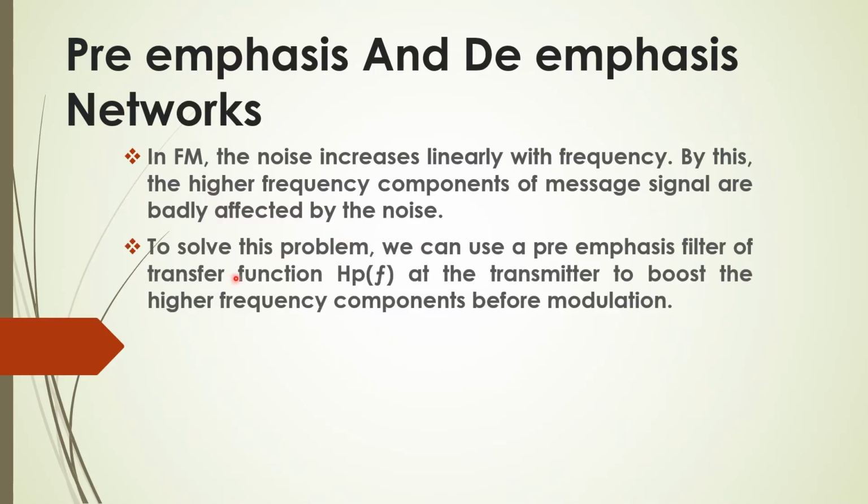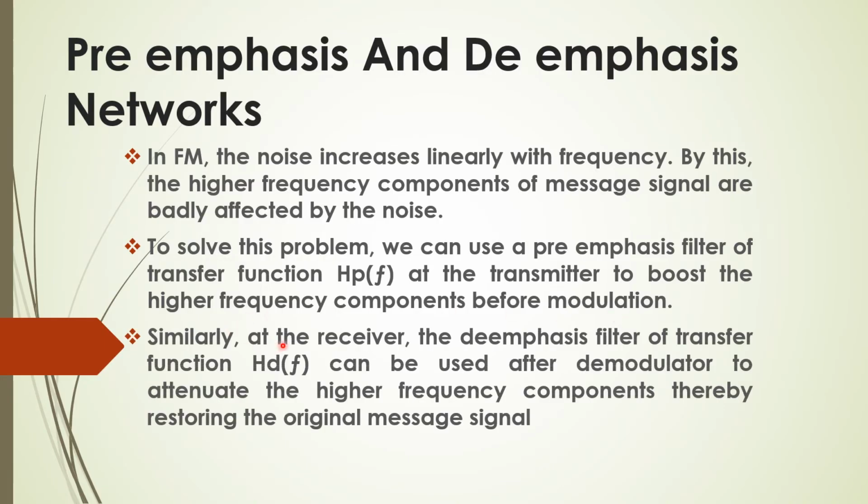Let's see here. To solve this problem, we can use a pre-emphasis filter of transfer function HP(f) in the transmitter to boost the higher frequency components before modulation. Here, let's see before modulation. Why I have written here before modulation means this pre-emphasis technique we need to apply before the FM modulation. Because before we are going to modulate our signal, we need to boost up our signal where we have maximum frequencies, then only we can avoid the noise affecting that particular modulated signal.